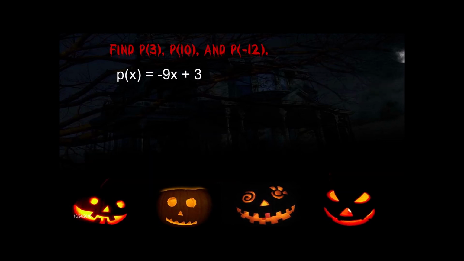How about this? Find P of 3, P of 10, and P of -12. Notice again, it's just a different way of writing the same thing. It says put a 3 into Rule P. Put a 10 into Rule P. Put a -12 into Rule P. I'd try that real quick.